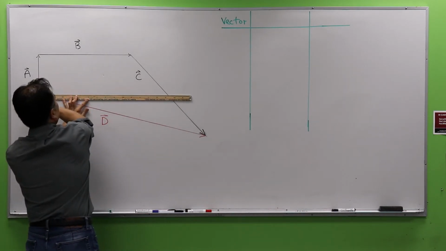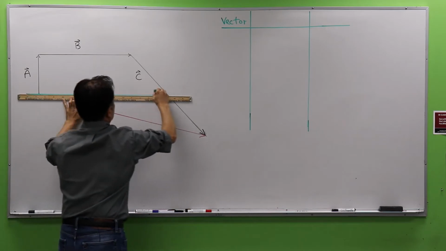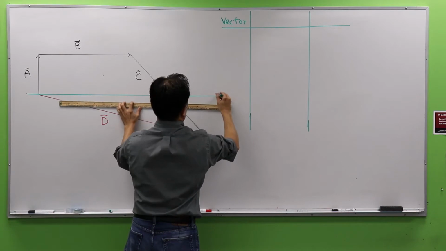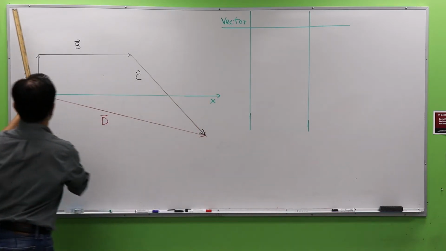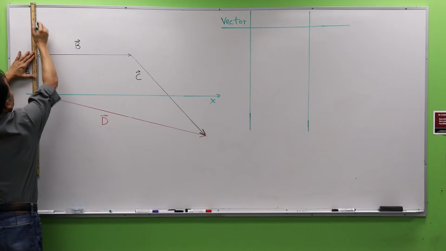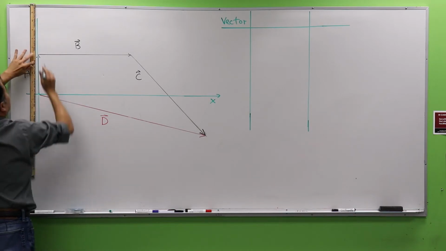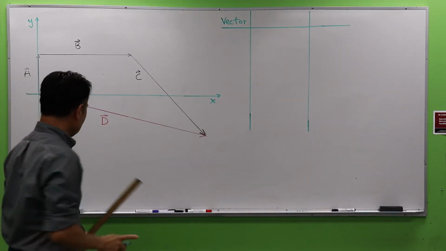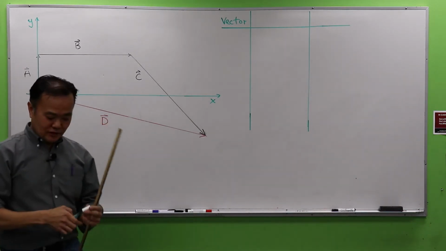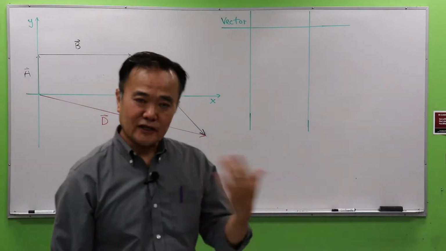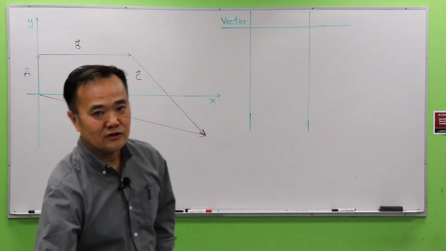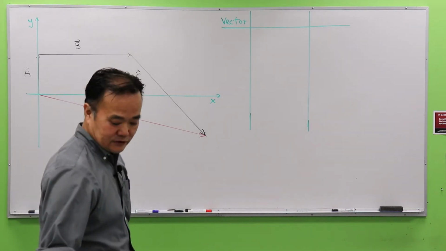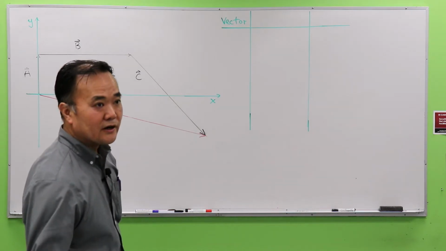Right? So this is the x-axis. This is the y-axis. Okay, and now I'm going to start asking the questions. What's the x component of A? What's the x component of B? And what's the x component of C? All right, so what do we have?